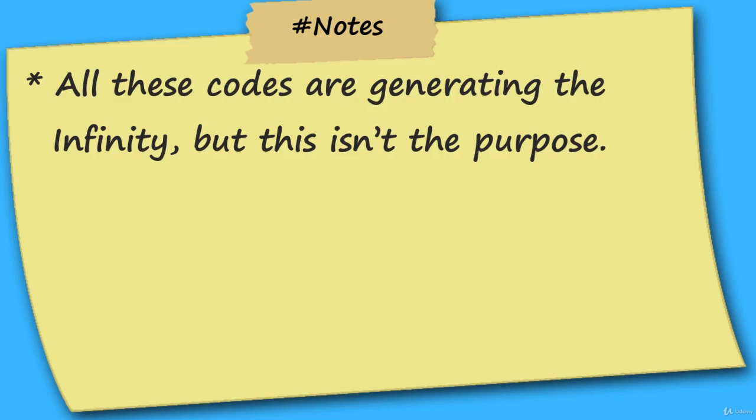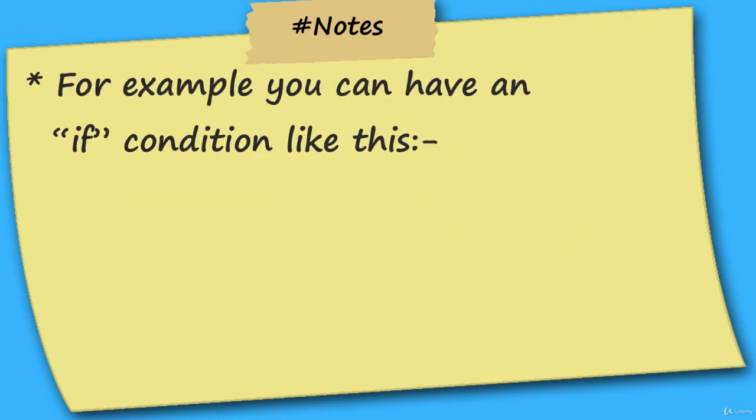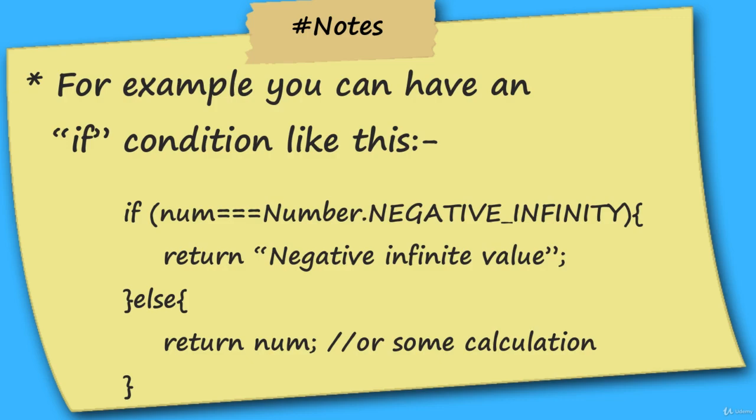All these codes are generating infinity, but this isn't the purpose. Ideally, when you expect that in some calculation you might get some huge value and you want to put a validation, then it is useful. For example, you can have an if condition like this, where I have a number variable that I compare to check whether it is negative infinity or not, or let's say positive infinity or not. If so, then you return the respective message. Otherwise, you do some calculation and return the value. So you actually check whether the value is in the fixed format which JavaScript is expecting or not.